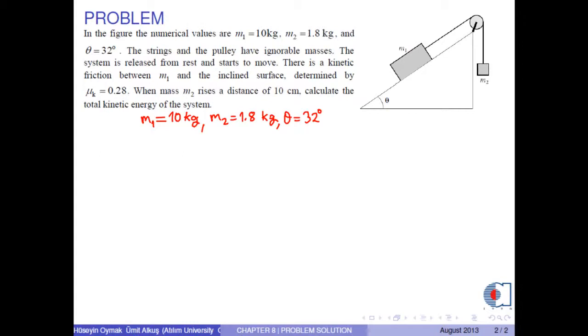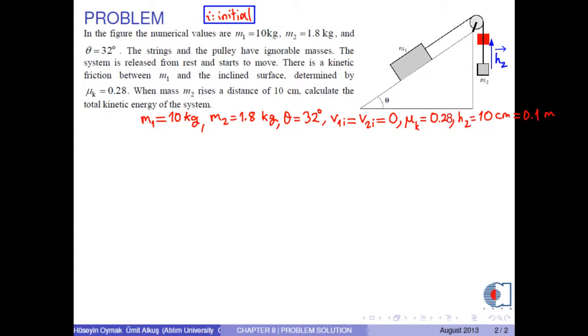The strings and the pulley have ignorable masses. The system is released from rest and starts to move. There is a kinetic friction between m1 and the inclined surface, determined by mu k equal to 0.28. When the mass m2 rises a distance of 10 centimeters, calculate the total kinetic energy of the system.